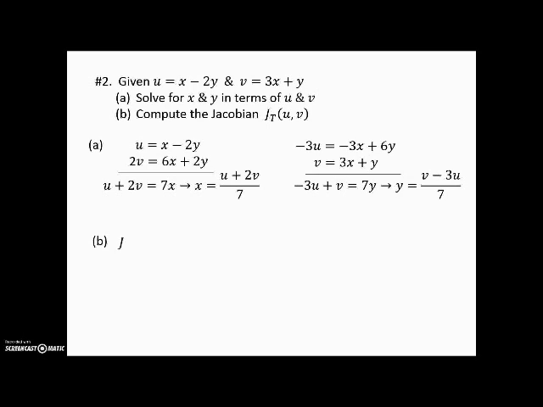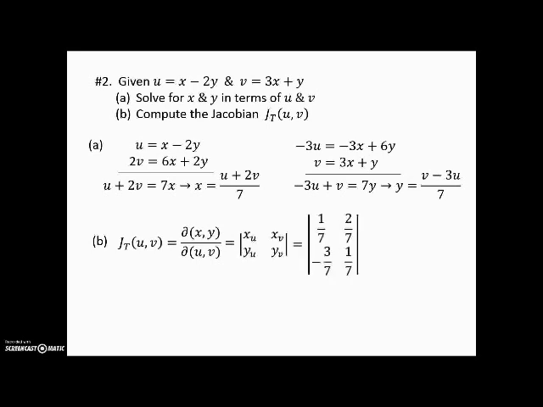Okay, the Jacobian is easy then, because we just need, there's the new notation, we just need our determinant, and all the derivatives are numbers. So super easy.